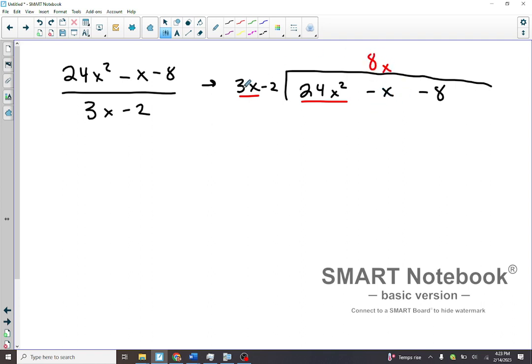Which means I'm going to take 8x and multiply it with 3x minus 2. 24x squared. 8 times negative 2, negative 16x. We're doing long division? Yes. I hate long division.